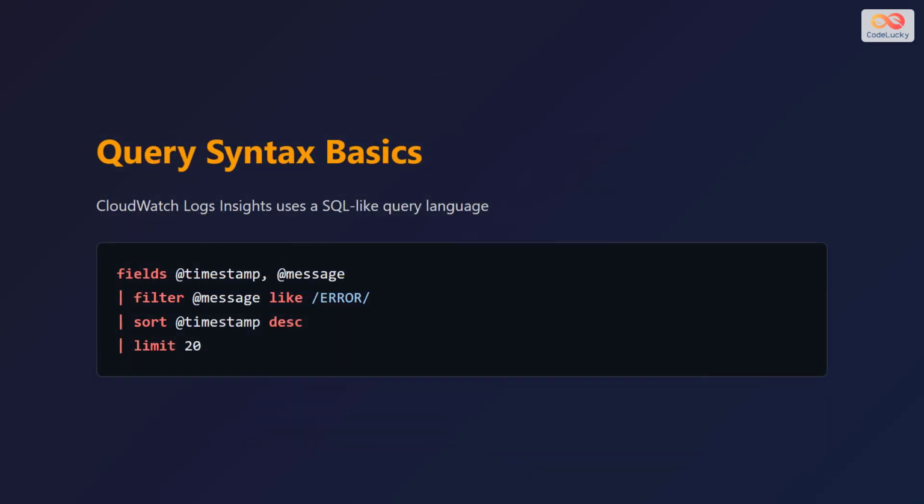CloudWatch Logs Insights uses a SQL-like query language that's easy to learn. Here's a basic example. The fields command selects which fields to display, in this case, timestamp and message. The filter command searches for specific patterns, like messages containing the word error. The sort command orders results by timestamp in descending order, showing newest first. Finally, the limit command restricts the results to 20 entries. Each command is separated by a pipe symbol.